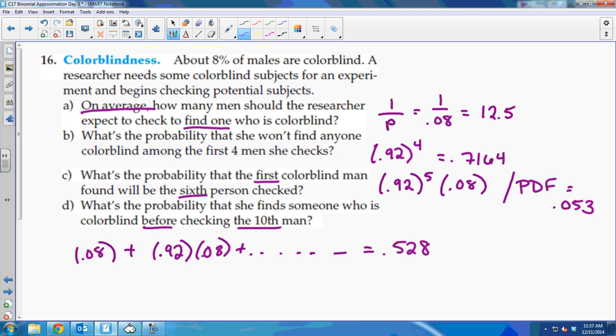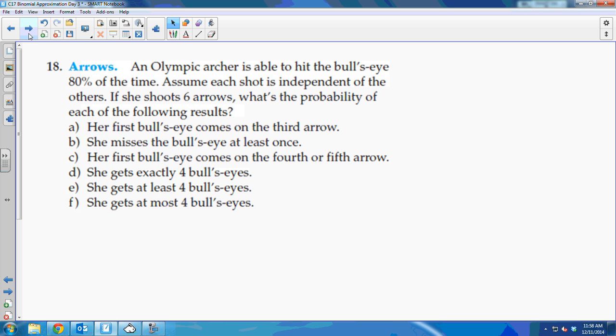Questions on 16? How'd you do on 16? Does 16 make sense though? That's just like we did 2 days ago, right? Just geometric. It's asking for the first something on every question. Okay. So let's look at 18 and 20 then.